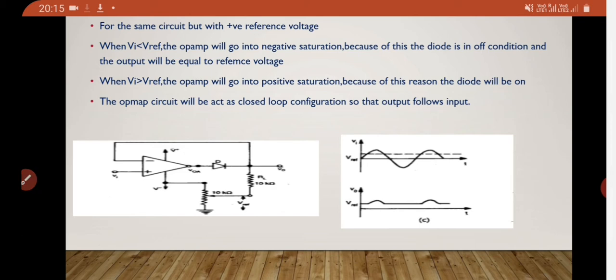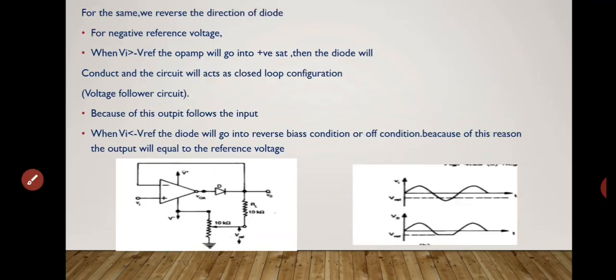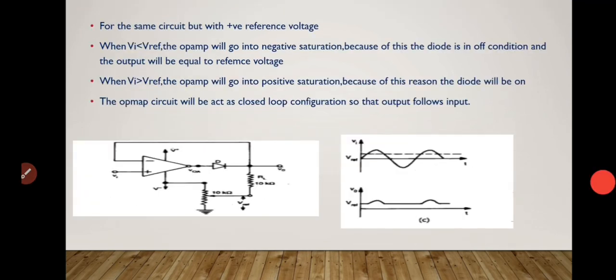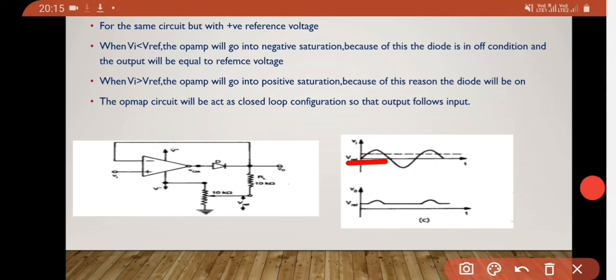You can see that when Vi is greater than Vref, the diode is on, so the output follows the input. When Vi is less than Vref, the diode is in the off condition, so the output is equal to the reference voltage.